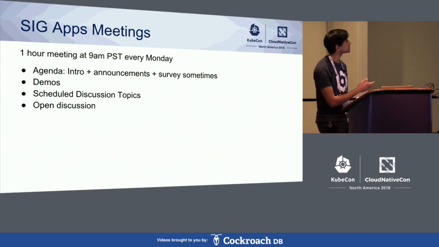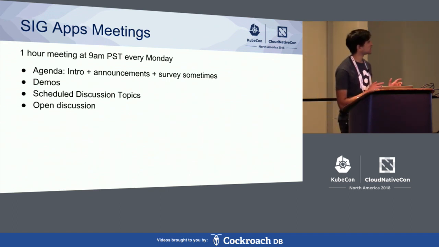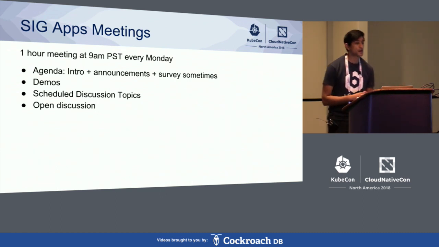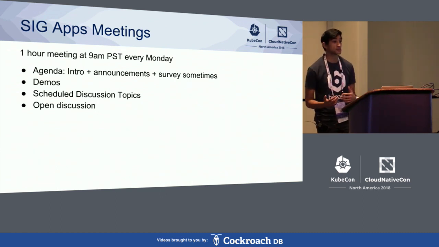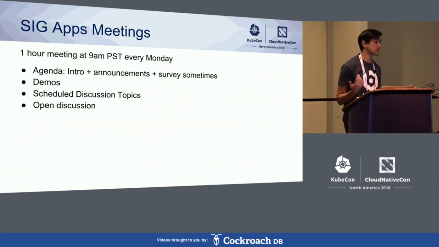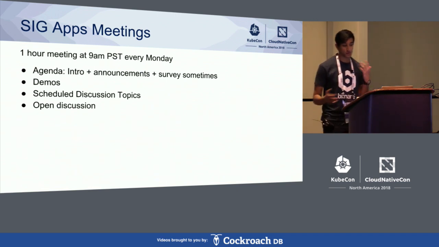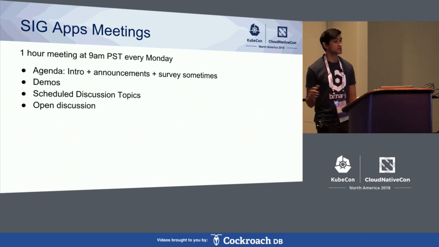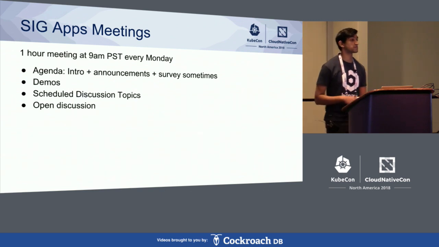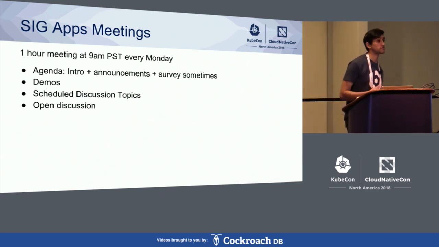So I mentioned the meetings. We have 1-hour meetings at 9 a.m. Pacific time every Monday. We'll start with an introduction, and if there are any announcements that need to be made, like if there's a survey going on, we'll announce it there. Sometimes we'll have a quick verbal survey, to find out how many people from the group are going to KubeCon or things like that.